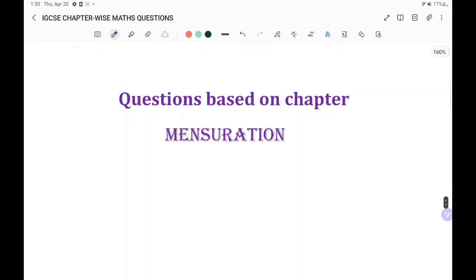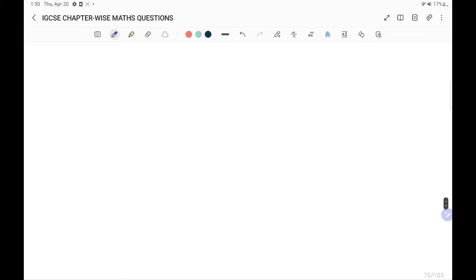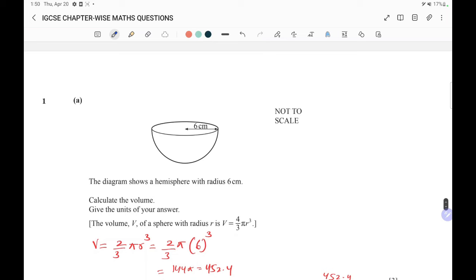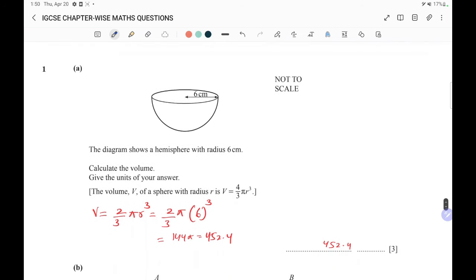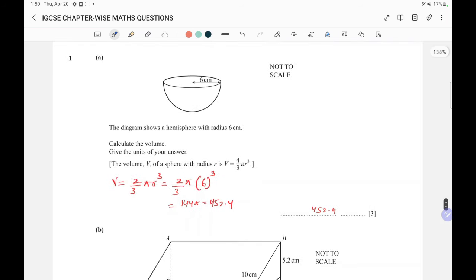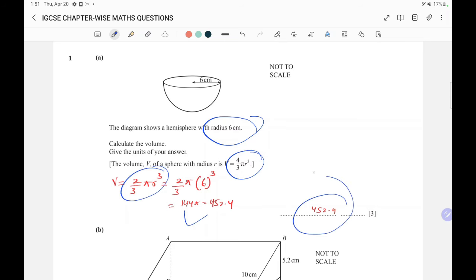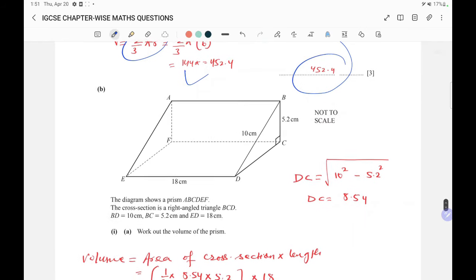Okay, now come to the question, that's mensuration. This is based on cuboid, cylinder, cone, and the hemisphere, sphere. So this is your question number 1. Question 1 says, the diagram shows a hemisphere with radius 6, find the volume. Sphere volume is 4 over 3 pi r cubed, hemisphere is 2 over 3 pi r cubed. So radius is 6, just calculate precisely, you will get 252.4.